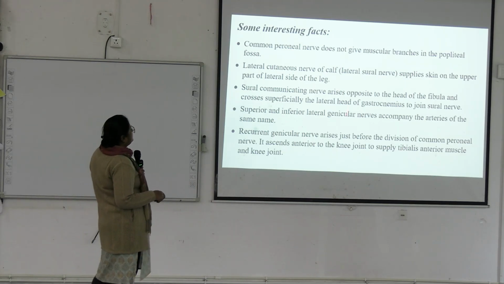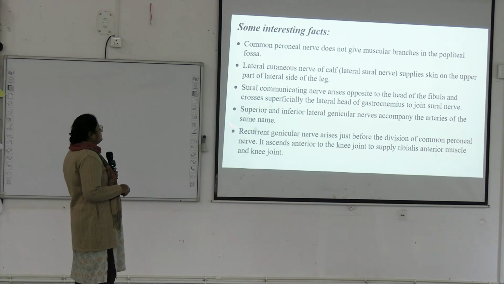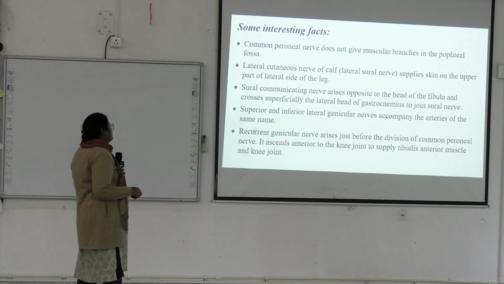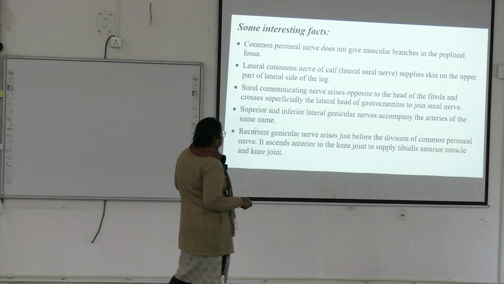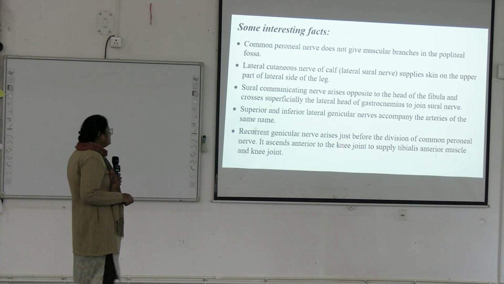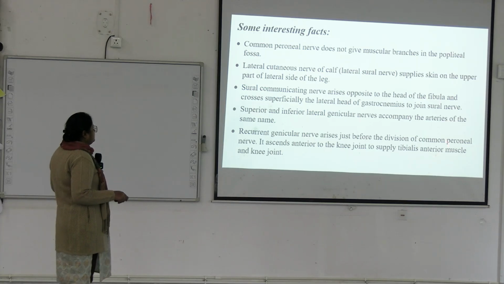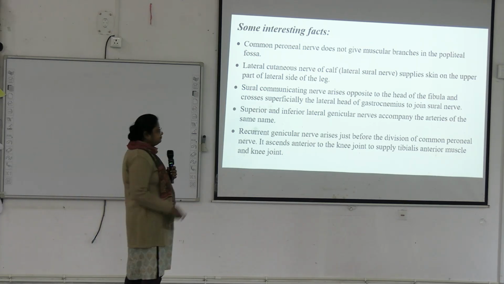Superior and inferior lateral genicular nerves accompany the arteries of the same name. Then recurrent genicular nerve arises just before the division of common peroneal nerve and it ascends anterior to the knee joint to supply the tibialis anterior muscle and the knee joint.